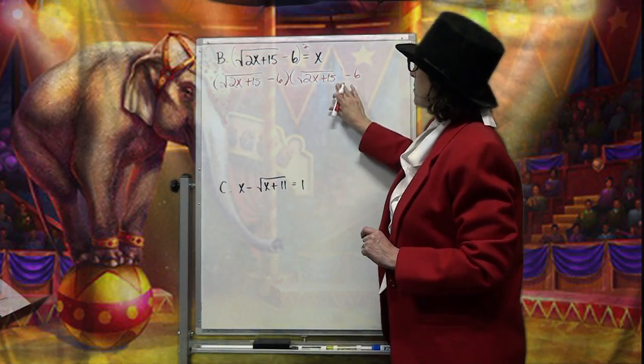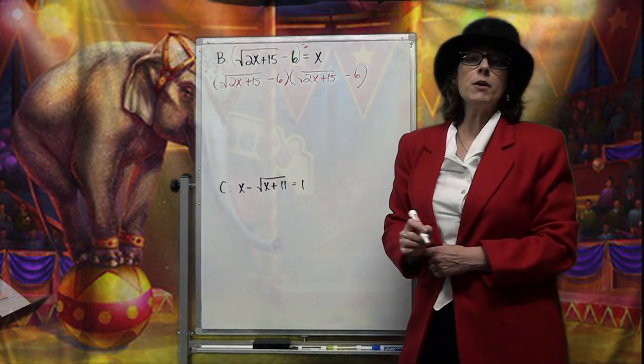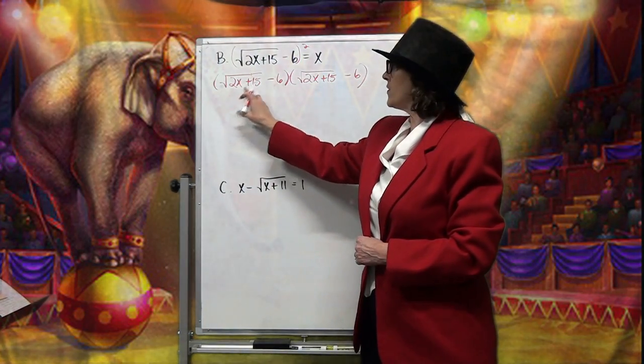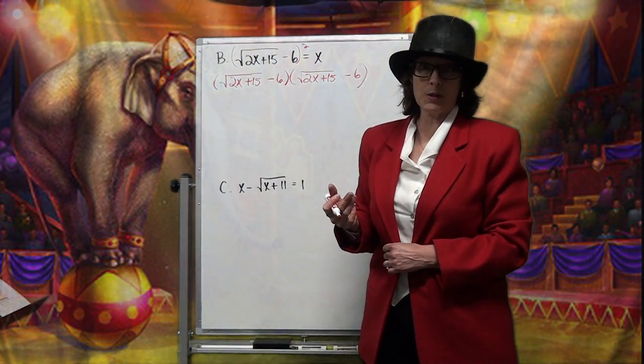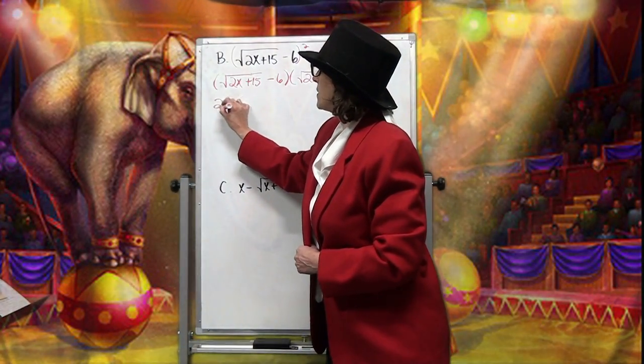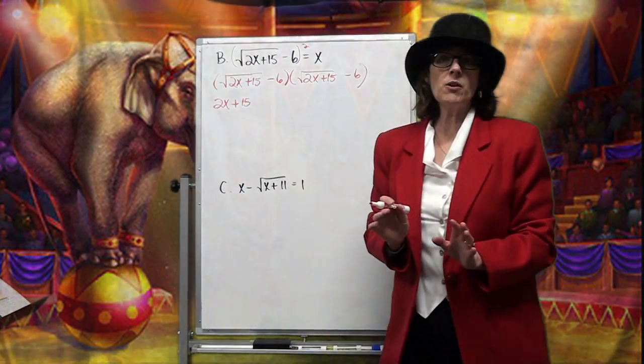Whoops, that's going to be inside the parentheses. And now I'm going to FOIL this. Now when I FOIL it, when I take a square root of 2x plus 15 times another square root of 2x plus 15, it's going to be fine because the square roots will cancel out and I'll get a 2x plus 15. Not a problem here at all.